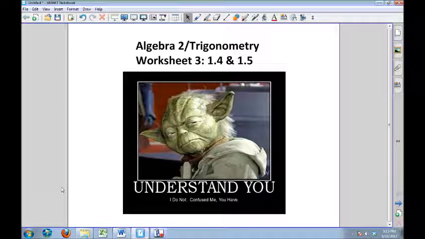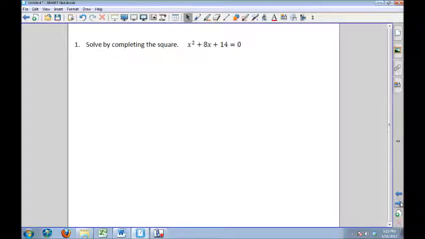Section 1.4 and 1.5 deals with solving quadratic equations and dealing with imaginary numbers. First one, I asked you to solve by completing the square. This is one of the several methods we can use in solving quadratic equations. To do this, I'm first going to isolate all of my variables to one side and have my constants isolated to the other.